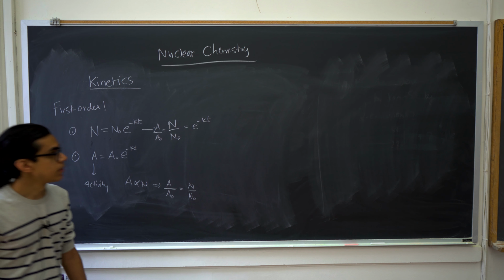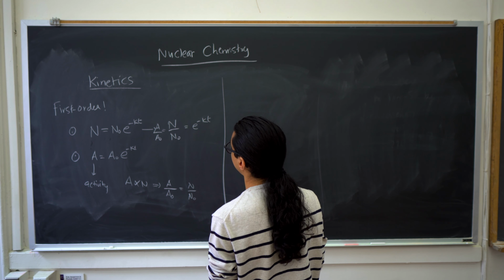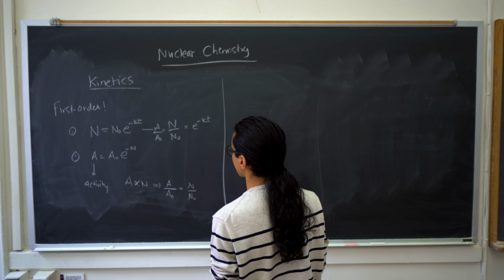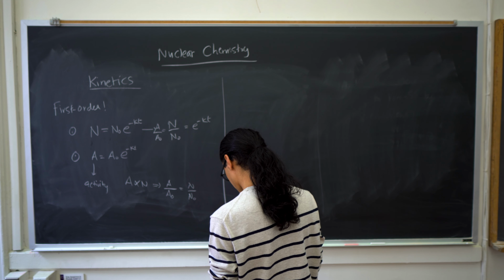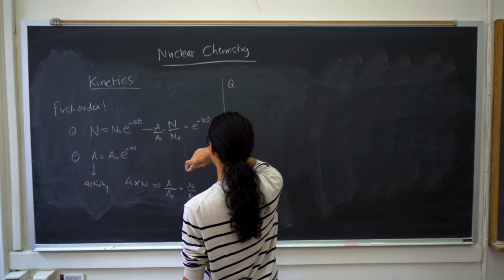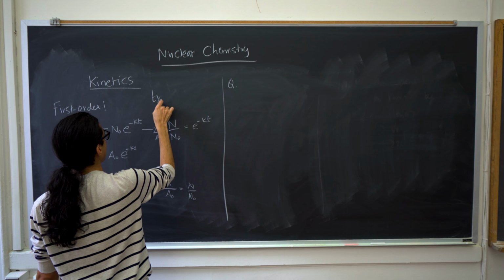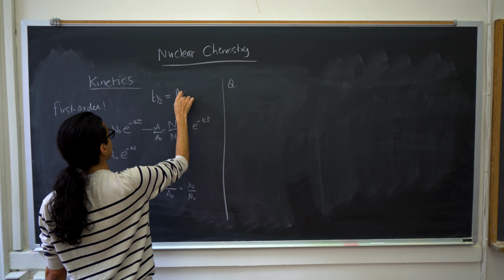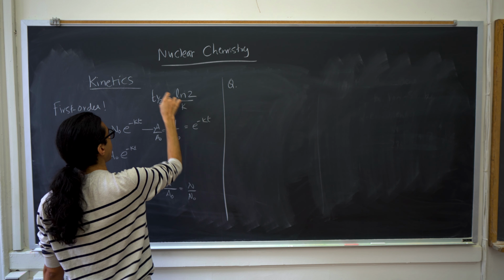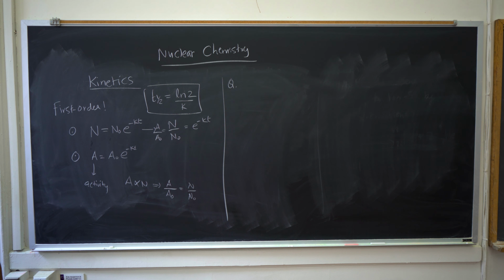Okay, let's do some basic questions. Also remember that the t half is connected to k as follows: ln2 over k. Again, nothing new from chemical kinetics, if you remember.